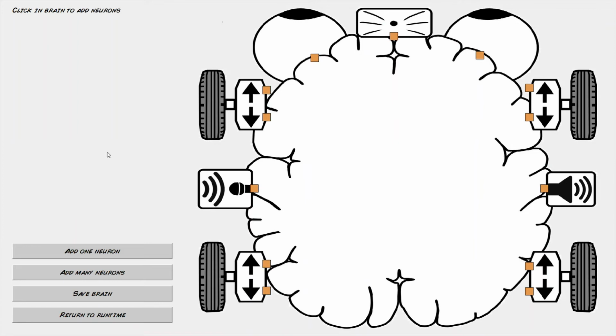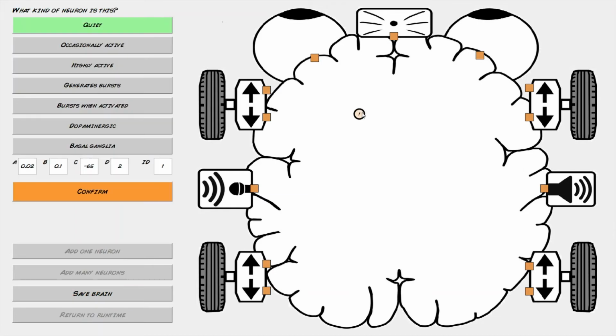This is the design interface. This is where you go to create new brains or modify brains, add new functions and circuits to existing brains. And so the easiest way to do this is to just click anywhere within this brain-shaped workspace. What that's going to do is to add a single neuron. You have a number of options here of what kind of neuron you want to simulate, and a confirm button.